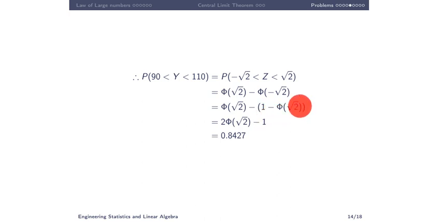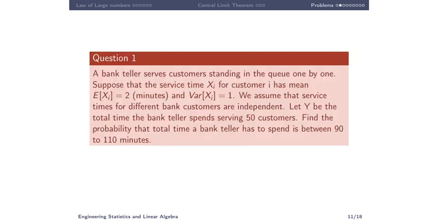As we discussed in the previous normal distribution video, you can refer to that video once again. To find phi of 1.414, you have to check the table and subtract 1 from that, and you will get the value 0.8427. So this is how we find the value of the total time a bank teller has to spend between 90 to 110 minutes. Now we will discuss another type of problem, because this is very important.